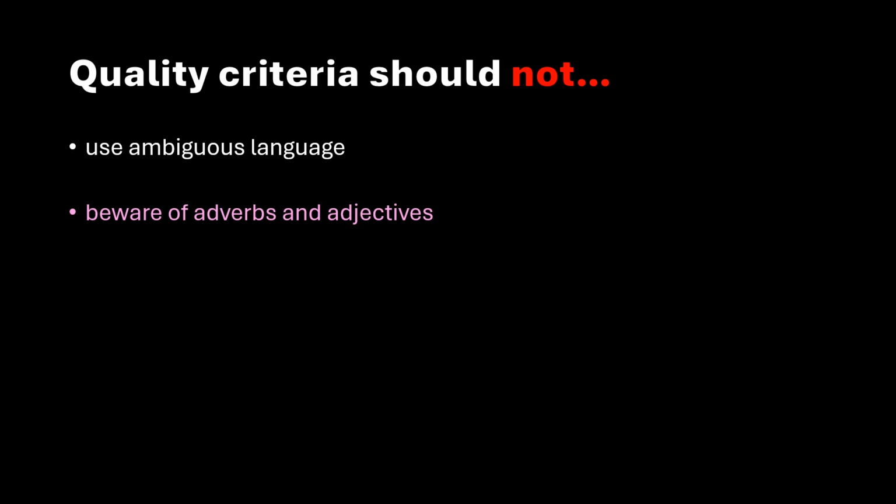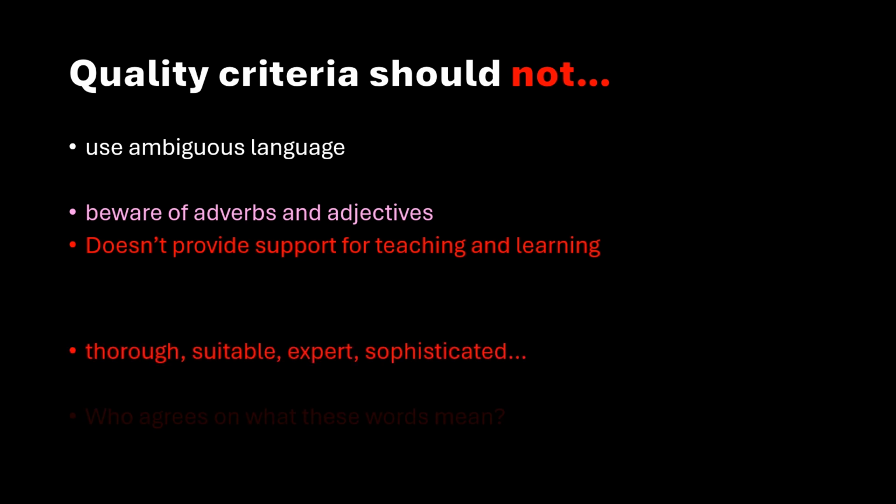Criteria should also avoid ambiguous language. This is probably the most common thing that we see out there in rubrics that could be improved. If there's adverbs and adjectives, I highly recommend questioning whether they should be in there. So all this kind of stuff here.